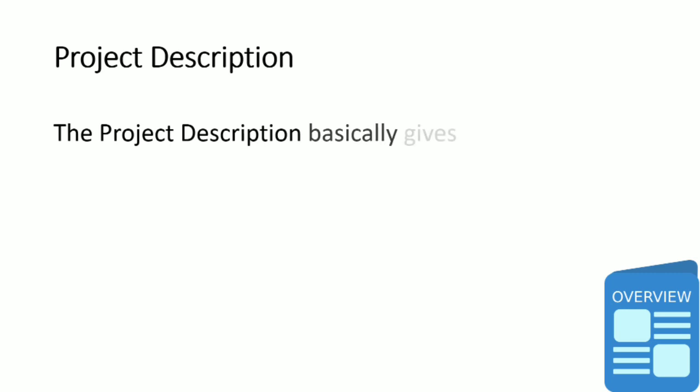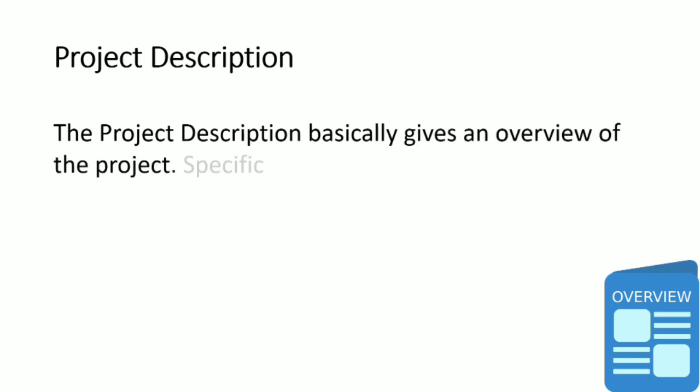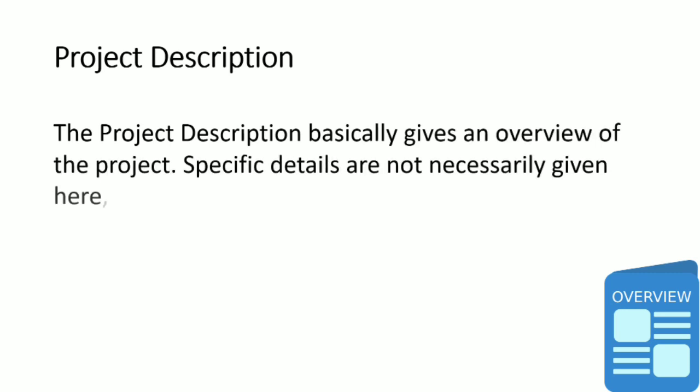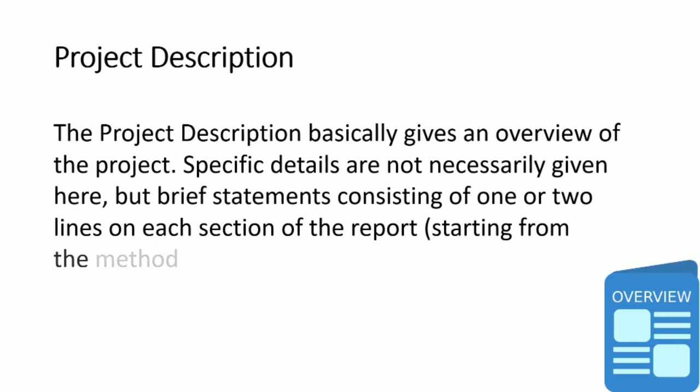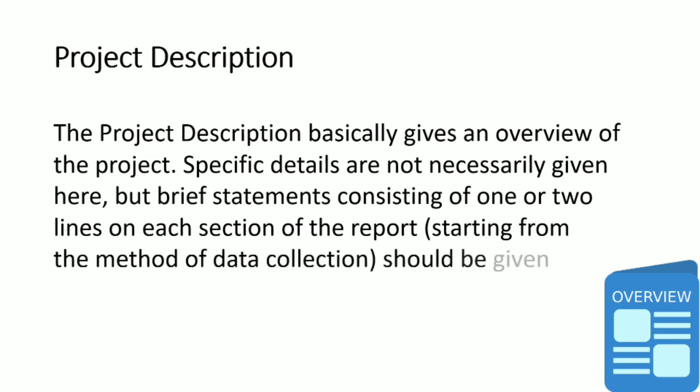The last of the 3 subsections is the project description. The project description basically gives an overview of the project. Specific details are not necessarily given here, but a brief statement consisting of 1 or 2 lines on each section of the report, starting from the method of data collection, should be given. Here's an example.